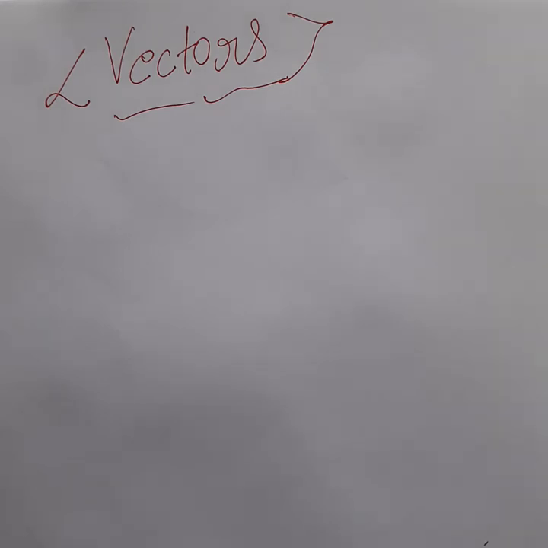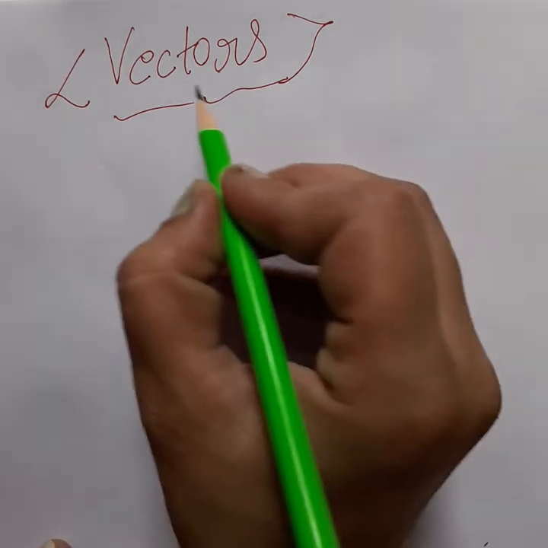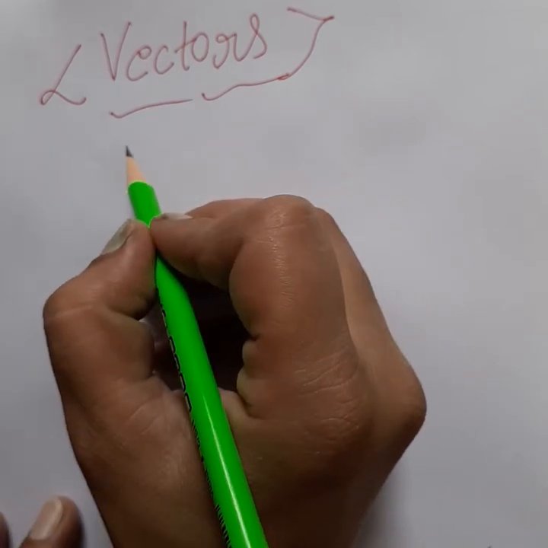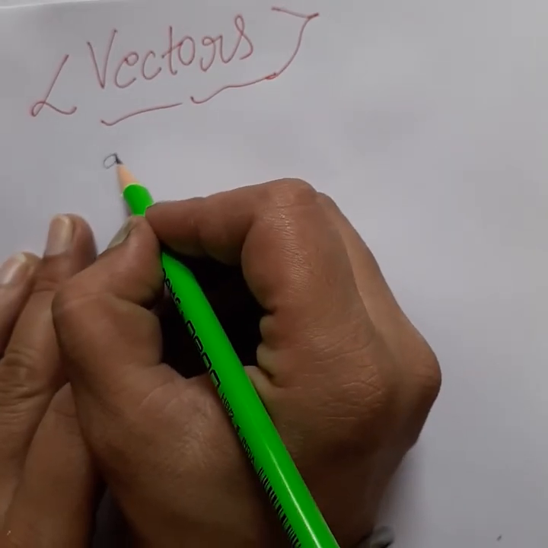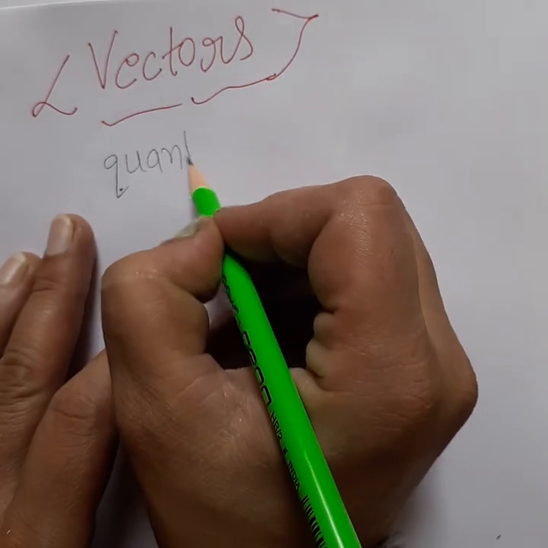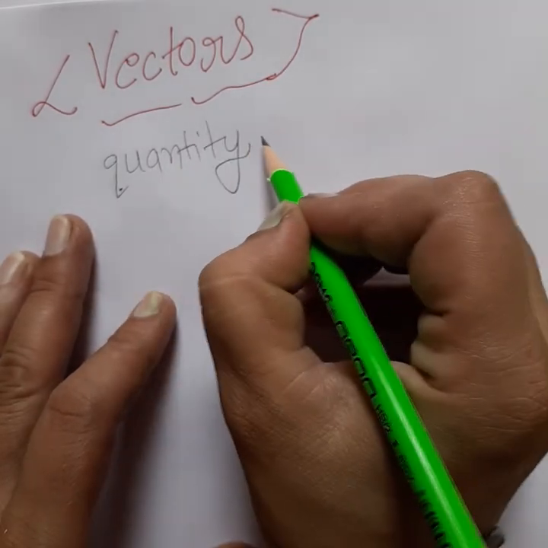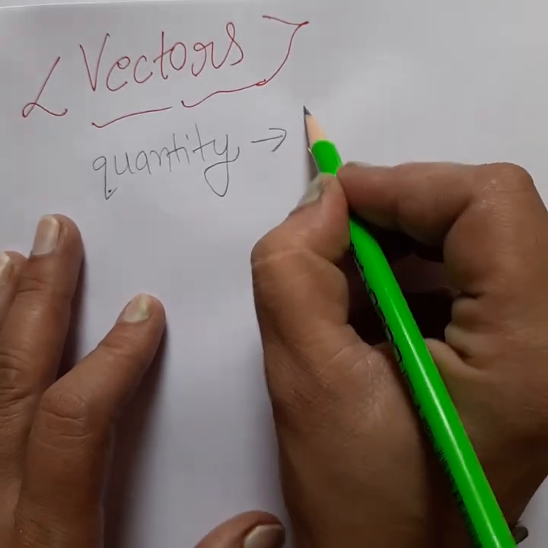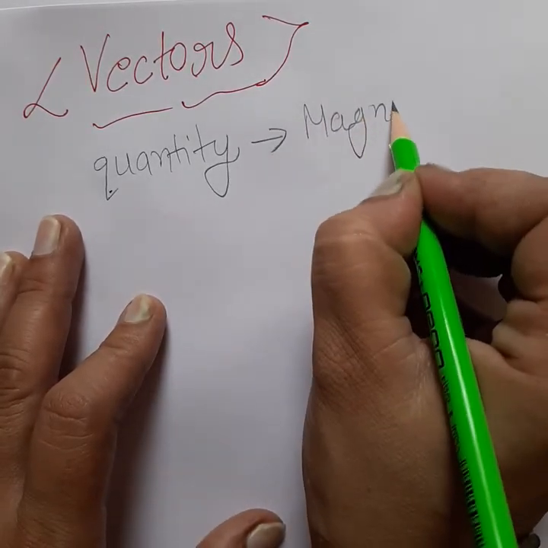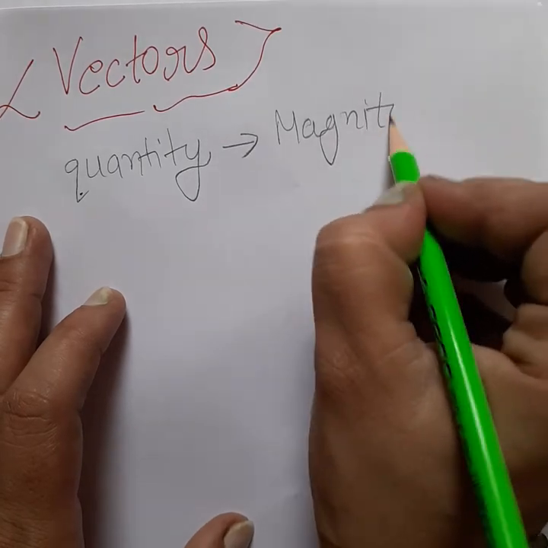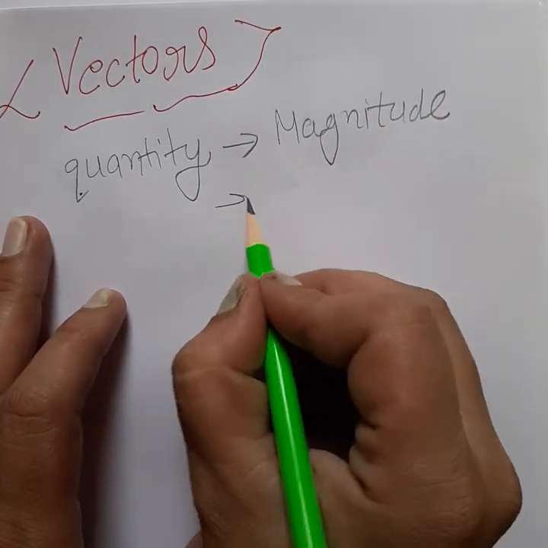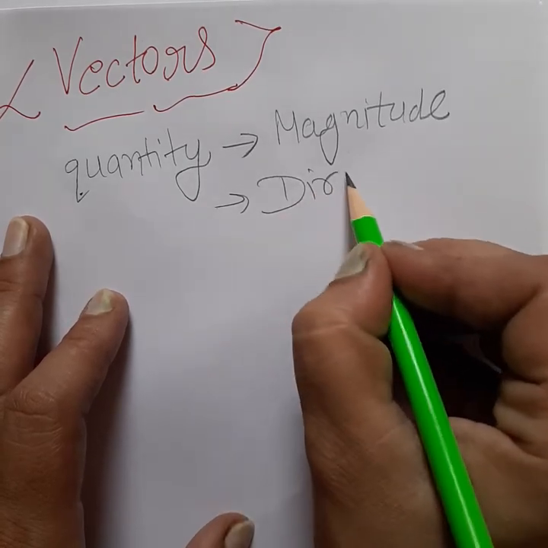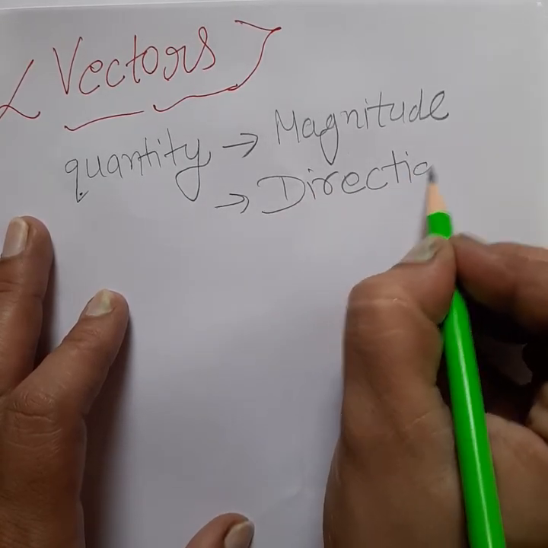Before starting this chapter and the main questions, we should know what vectors are. Students, a vector is that quantity that has both, first of all, magnitude. Magnitude means length, and the second one is direction. A vector has both the qualities.